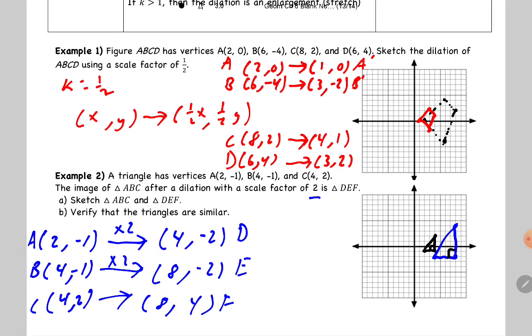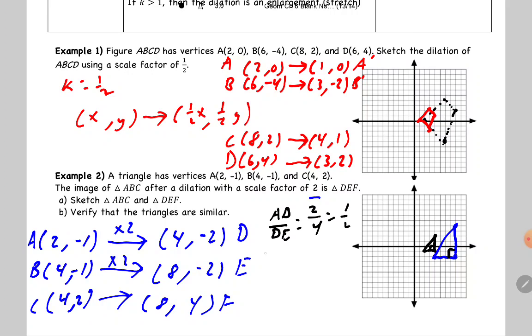So we know that those two are perpendicular, so they form right angles. So those angles are the same. And if we compare the bottom sides, so AB and DE, we get the length is 2 to 4. That is 1/2.